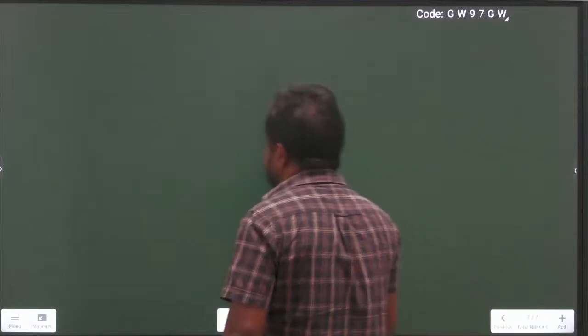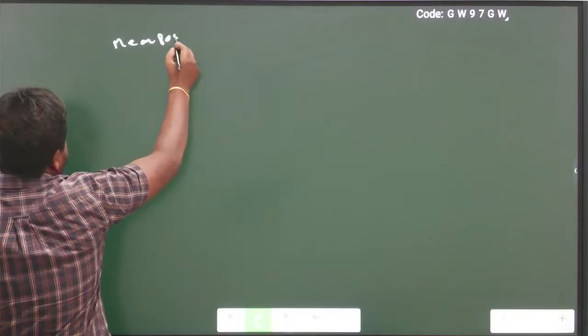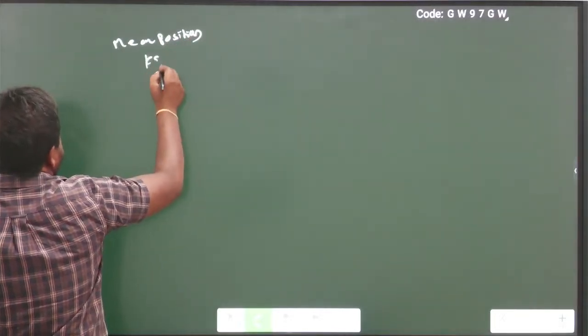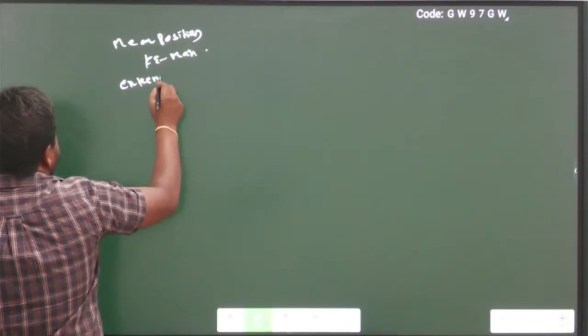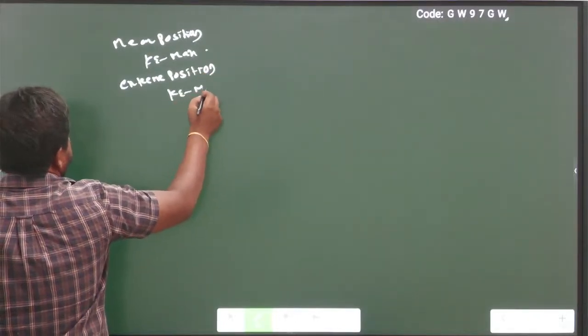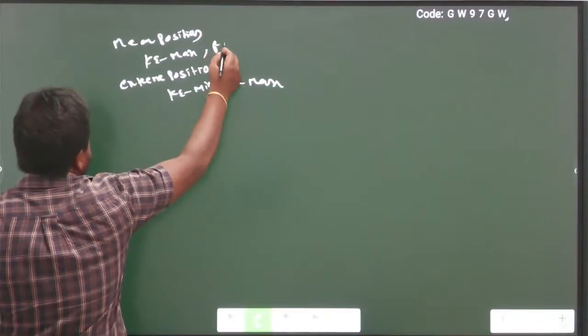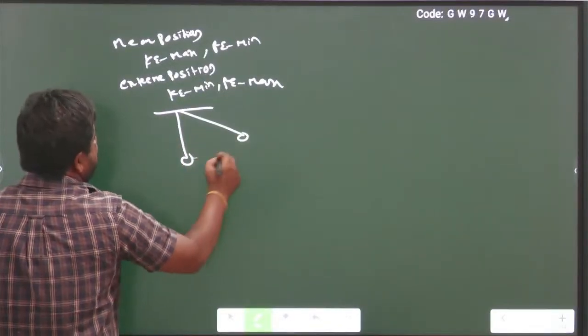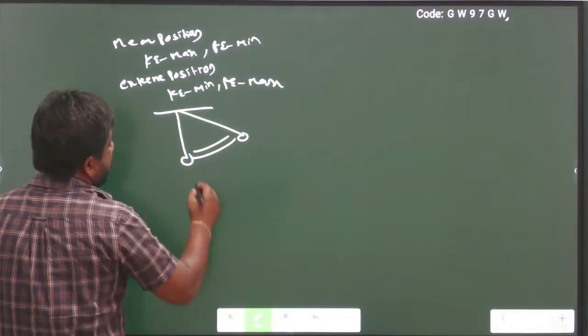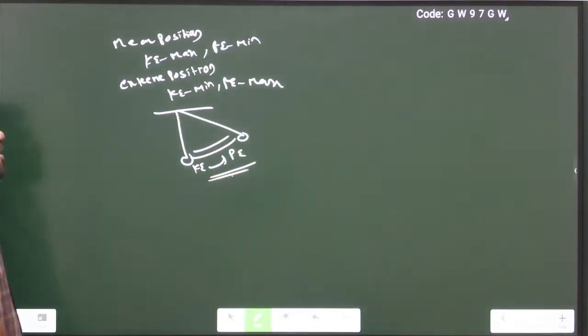Now, just now I discussed that at mean position, what will be maximum? At mean position, kinetic energy will be maximum. At extreme position, kinetic energy will be minimum, potential energy will be maximum. At mean position, kinetic energy maximum, potential energy minimum. When you are going from mean to extreme, kinetic energy will be converted to what energy? Potential energy. Everybody look carefully.